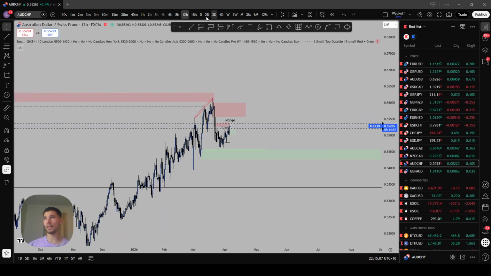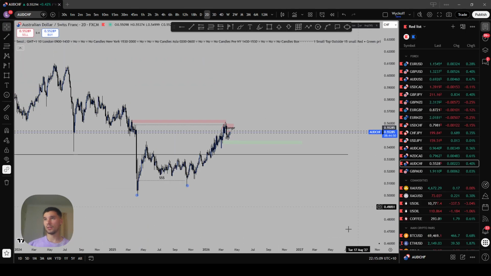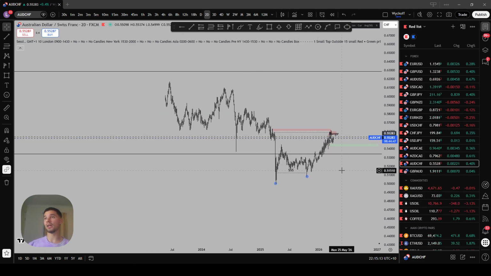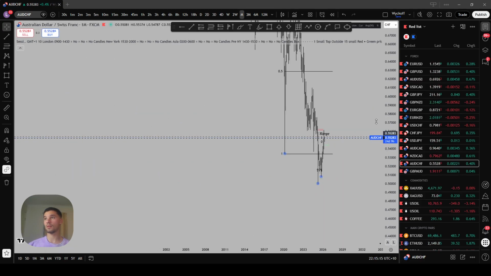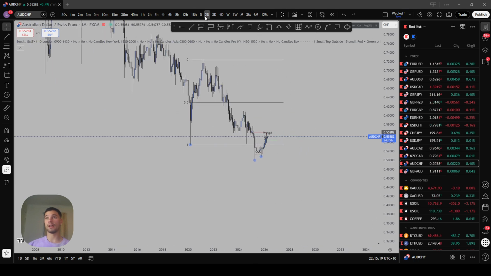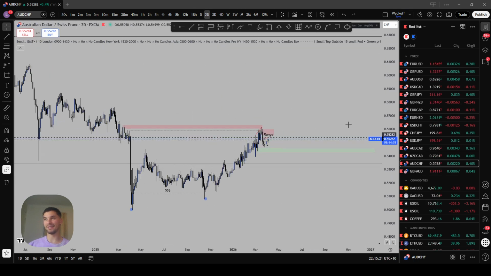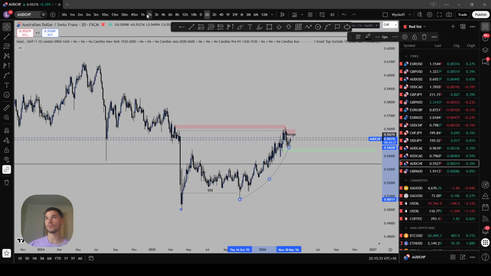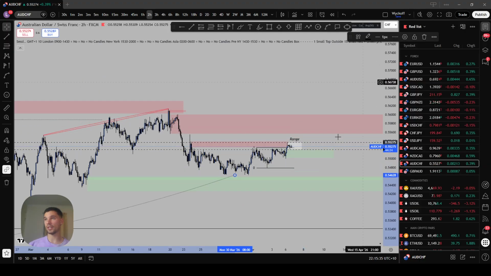Contextually speaking, we are approaching an area of supply. And we are also in a potential very high time frame accumulation schematic. You can see here the amount of liquidity that we are leaving behind us. So I'm going to expect the price moves down at some point. That is my thought process with this.